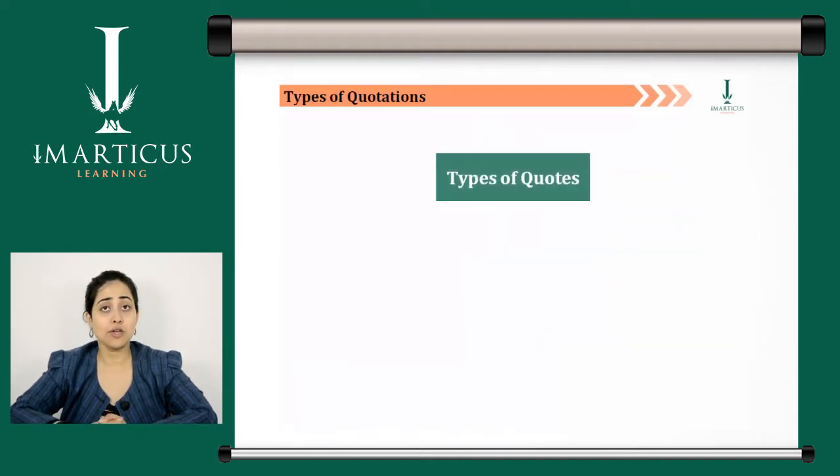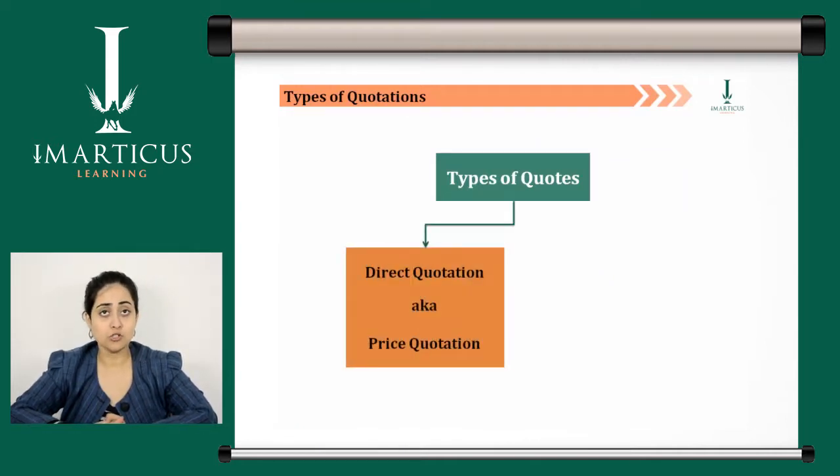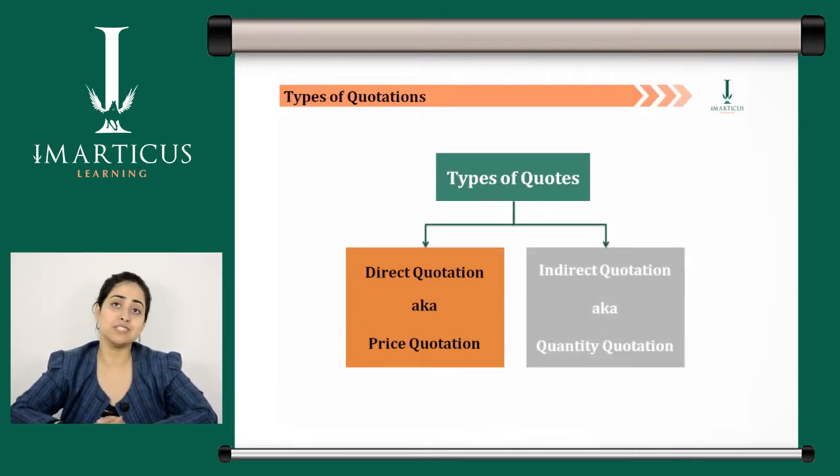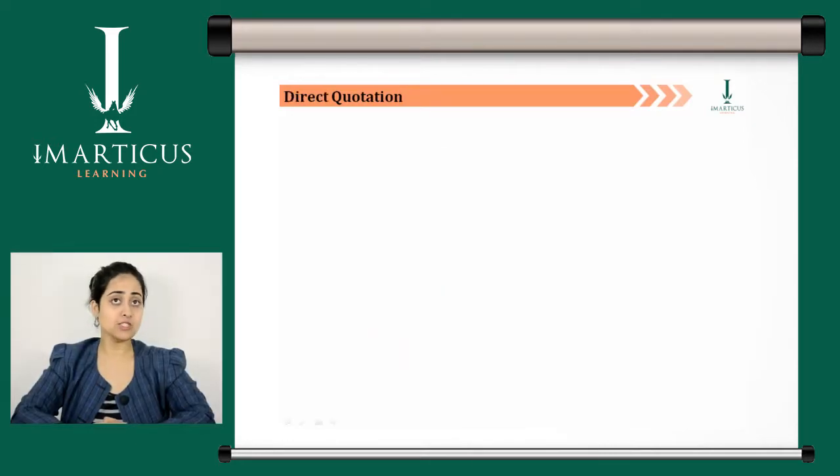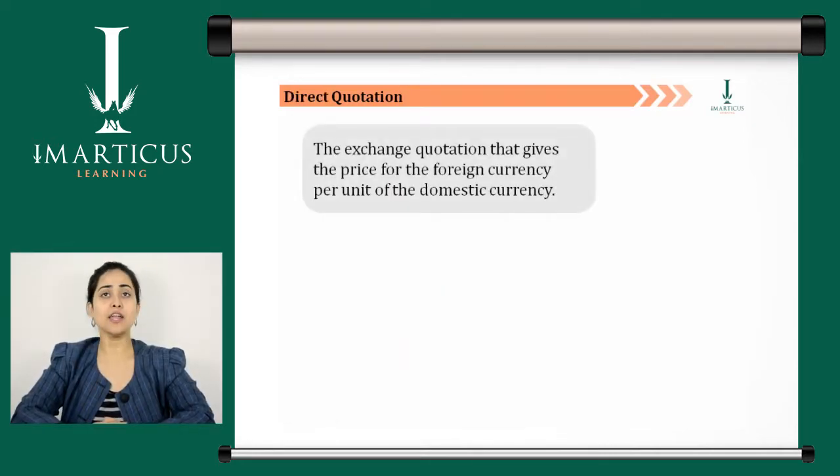Now let us look at the types of quotations. There are two types of major quotation: direct quotation, which is also known as the price quotation, and indirect quotation, which is also known as the quantity quotation. Firstly, let's understand direct quotation. A direct form of quotation is one where the rate is the price for the foreign currency per unit of domestic currency. As just mentioned, a direct quotation is known as a price quotation.